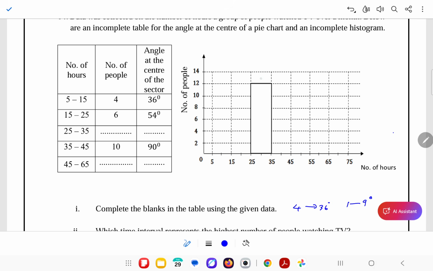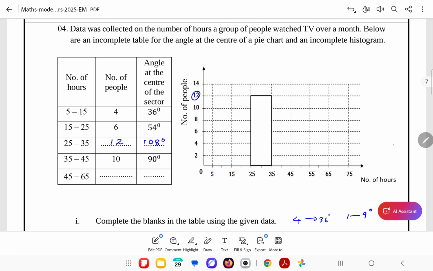Then 25 to 35, let's use the table. Number of people is 12, right? So number of people 12. So 12 into 9 is the angle. So 6 is 54. 12 has to be double of that, 108. Right.